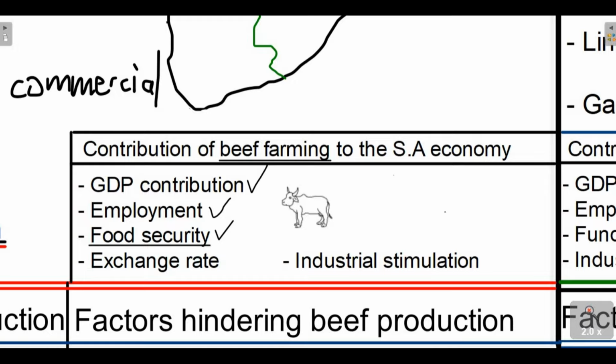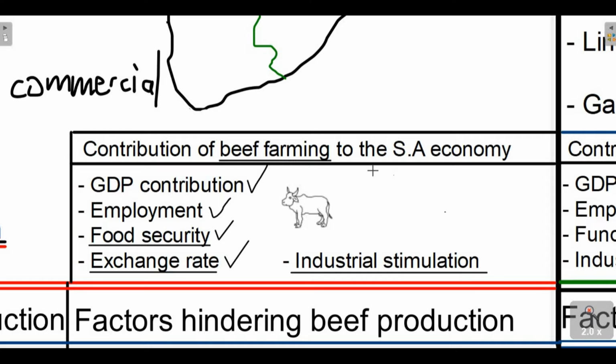It also is an earner of exchange rate, because you're going to sell to the export market. This means that you're going to receive your income in, for an example, US dollars, and so you're going to earn foreign currency. That's what we mean there. And then lastly, beef farming also contributes to the South African economy by industrial stimulation.